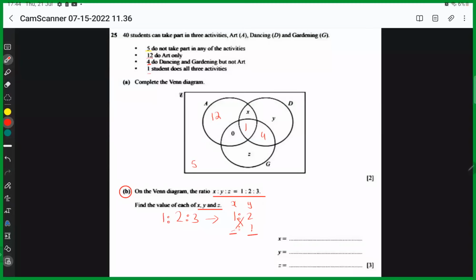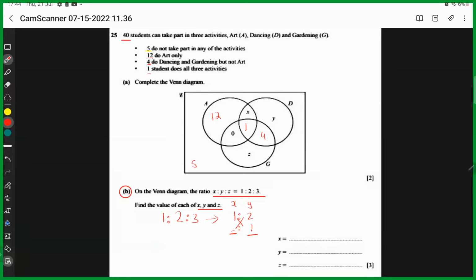हमारे पास किसी की भी value नहीं है. We need some standard value other than the standard ratio to find out the other value. So how do we do it? I'll tell you. For now, we have a total of 40 students.